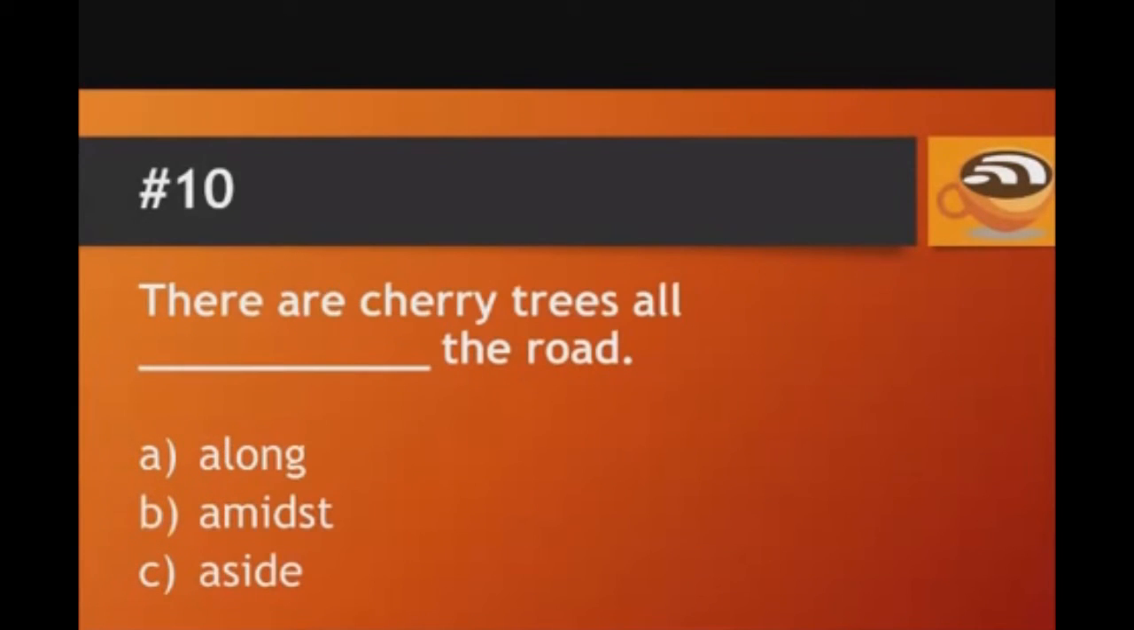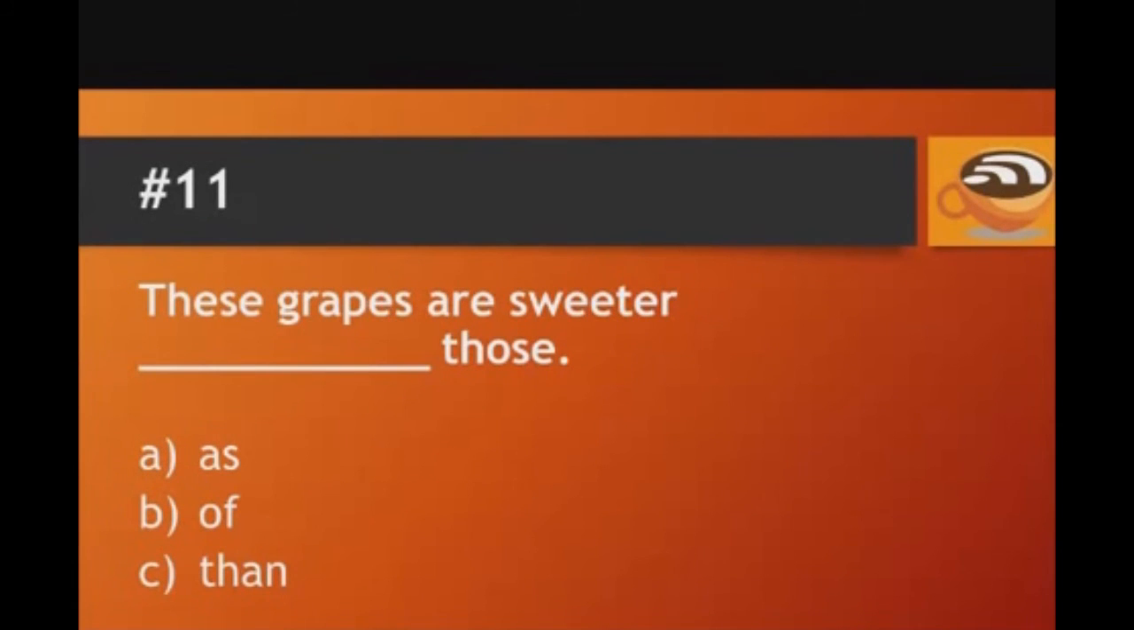Number 9. The figurine fell away, off, or out the shelf and smashed on the floor. The correct answer is off. The figurine fell off the shelf and smashed on the floor. Number 10. There are cherry trees all along, amidst, or aside the road. The correct answer is along. There are cherry trees all along the road. Number 11. These grapes are sweeter, as, of, or than those. The correct answer is than. These grapes are sweeter than those.